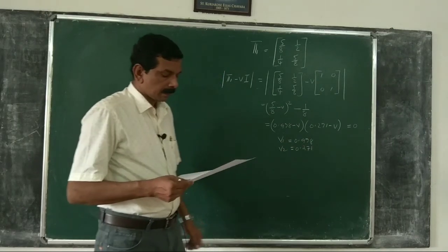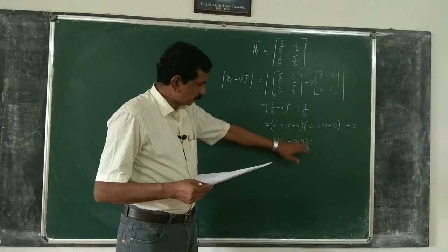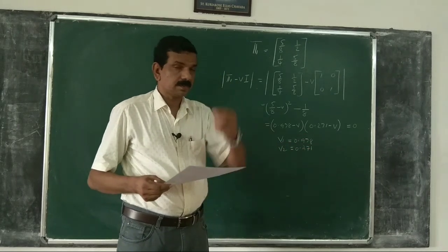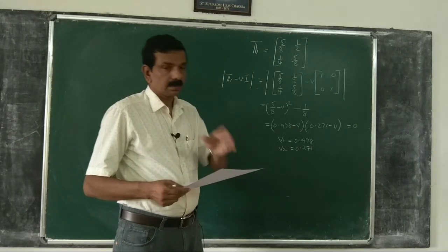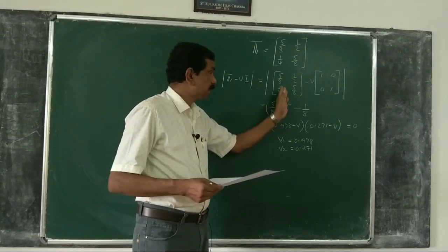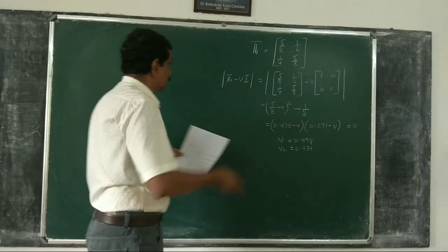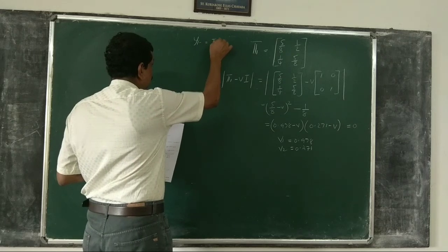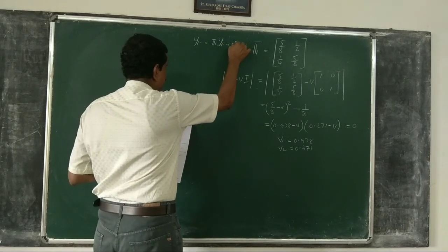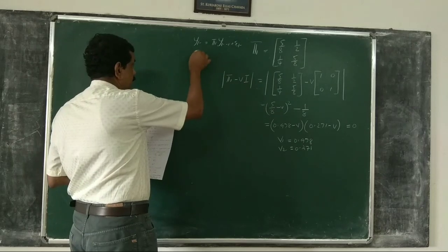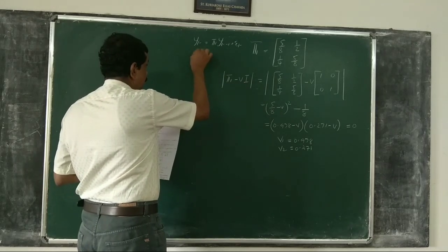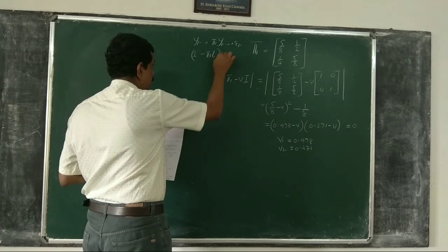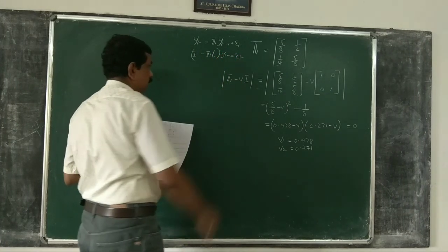Now, as both roots have modulus less than 1 in terms of the characteristic polynomial, the process is stable. The VAR is stable given that pi 1 is given this. Remember this, the model is yt equal to pi 1 yt minus 1 plus epsilon t, and (I minus pi 1 L) yt is equal to epsilon t.